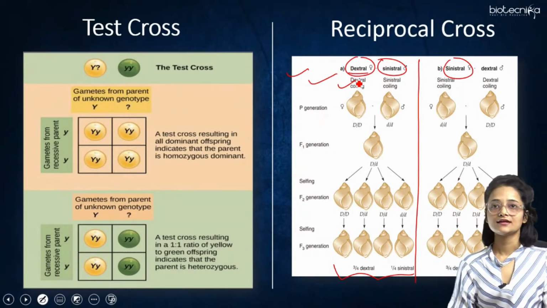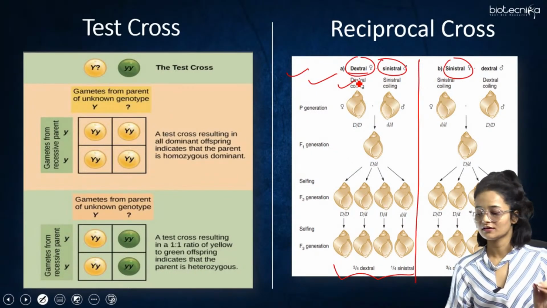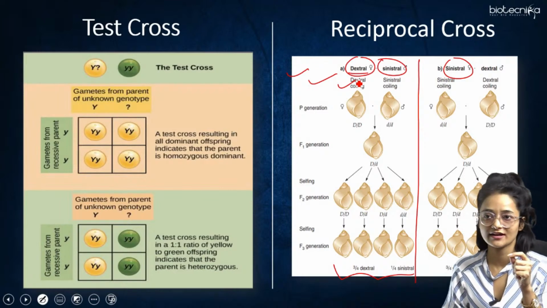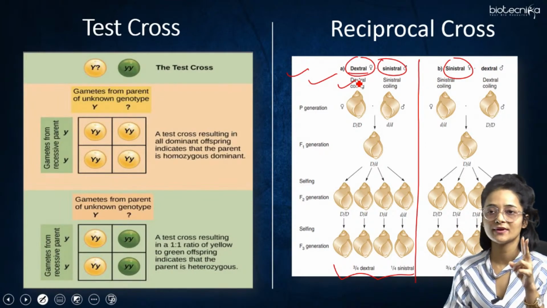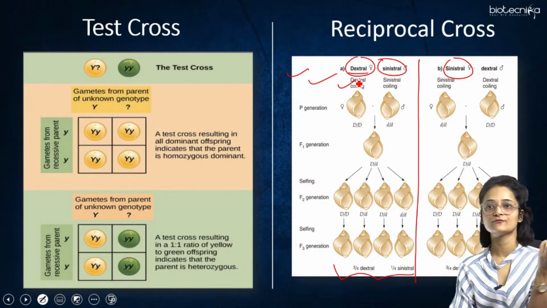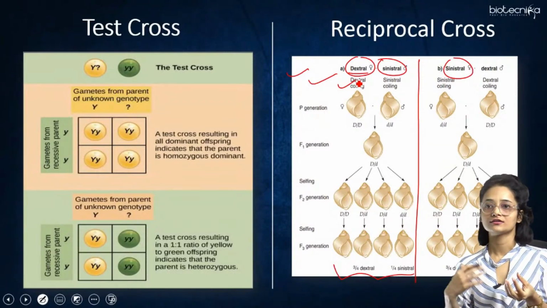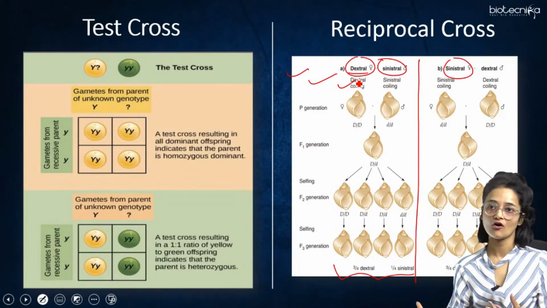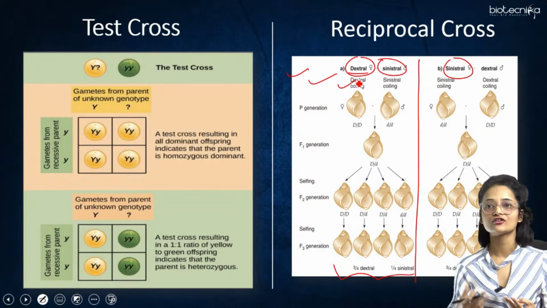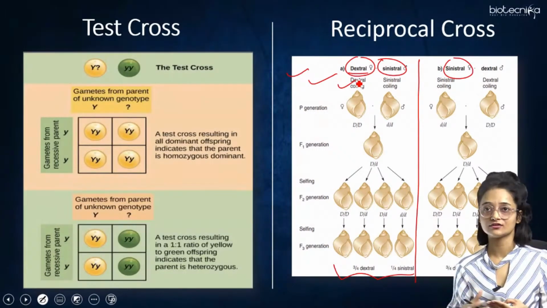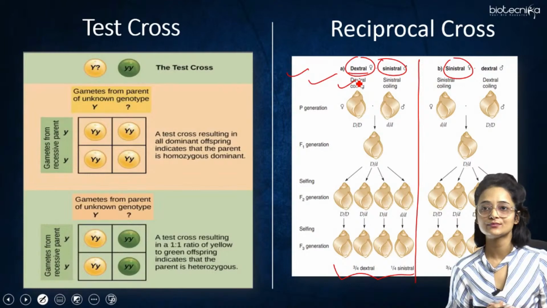And then it is a biparental effect that is being shown, because the expression of the genotypes of both the parents is responsible for the expression of the genotype in the offspring, right? These are the three kinds of inferences that you can produce from the reciprocal cross.